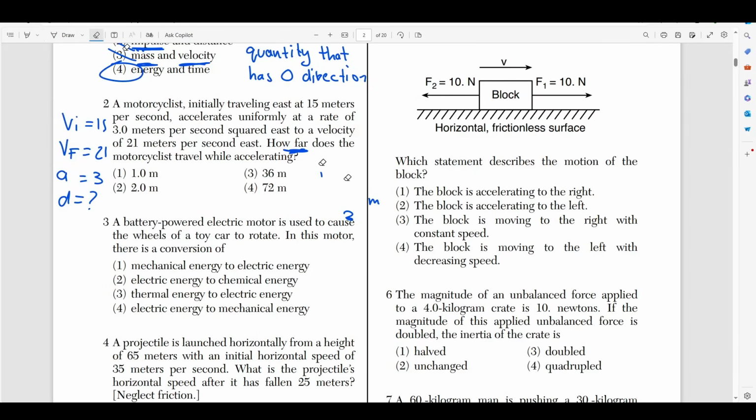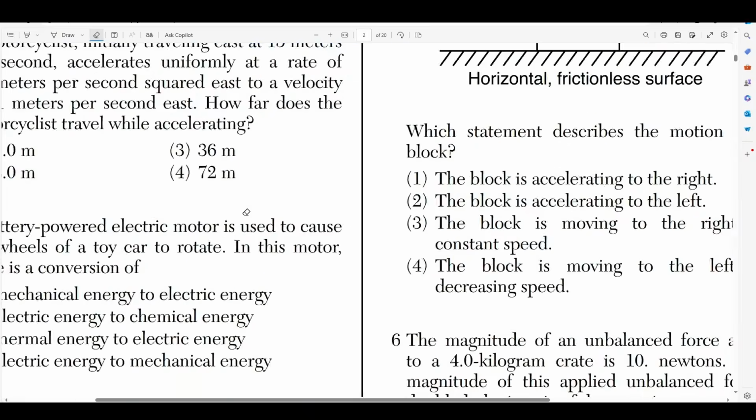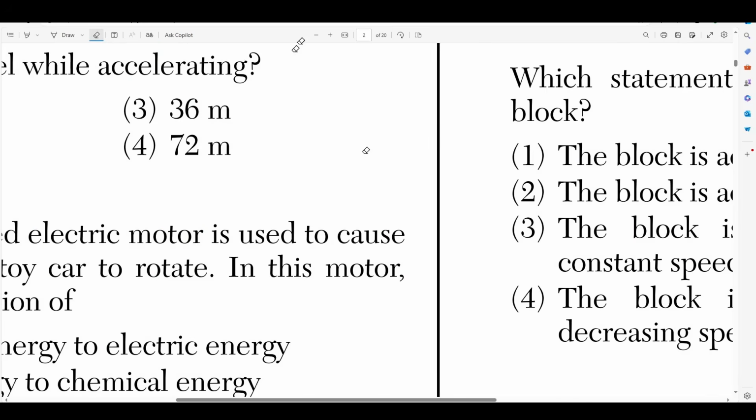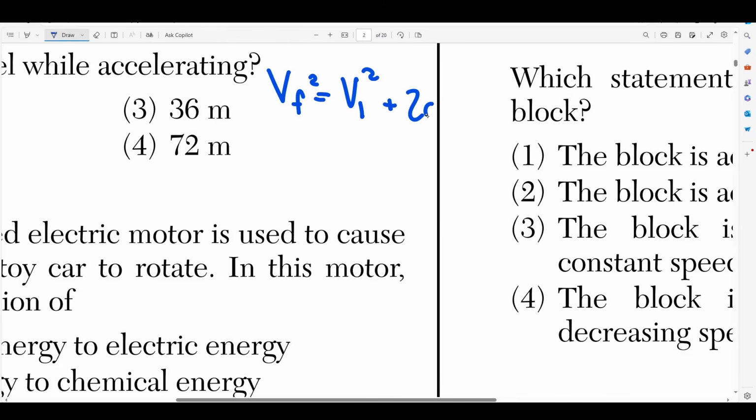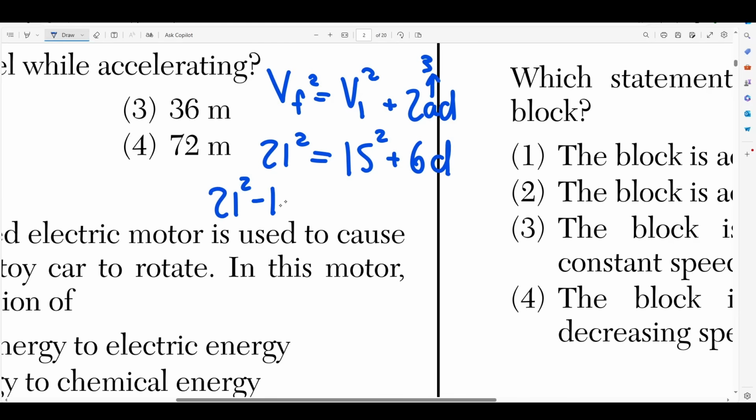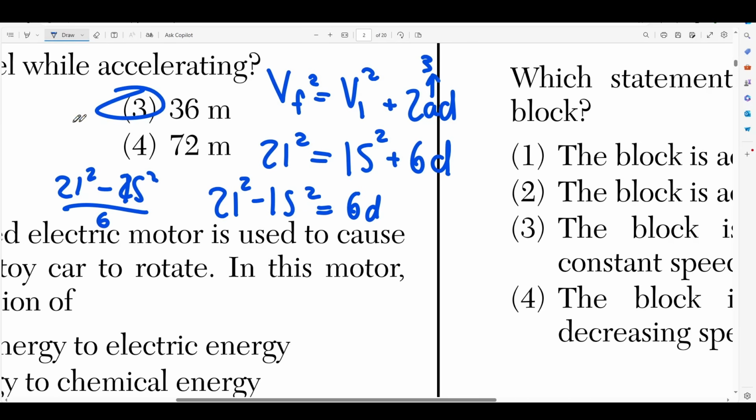I'm going to zoom in and write it down. So the formula that we're going to be using for this problem is vf squared is equal to vi squared plus 2ad. So 21 meters per second squared is equal to 15 meters per second squared plus 2 times 3, because our acceleration is 3, which is 6 times d. So 21 squared minus 15 squared is equal to 6d. If you divide both sides by 6, 21 squared minus 15 squared divided by 6 is equal to 36 meters. So he had to have traveled 36 meters.